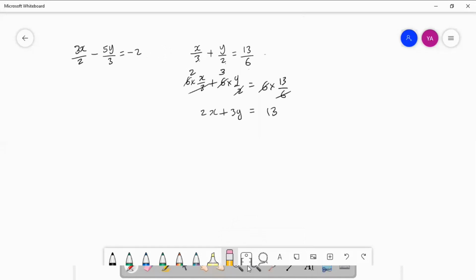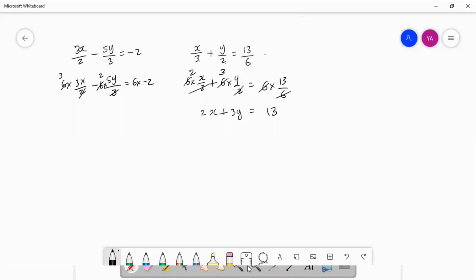So by what number should we multiply here? The common multiple of 2 and 3, the LCM. What's the LCM of 2 and 3? 6. So 6 into 3x/2 minus 5y/3 into 6 is equal to 6 into minus 2. Here 2 goes into 6 three times, and 3 goes into 6 two times. Then 6 into minus 2 we will write in the next step.